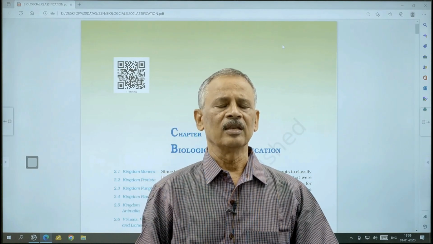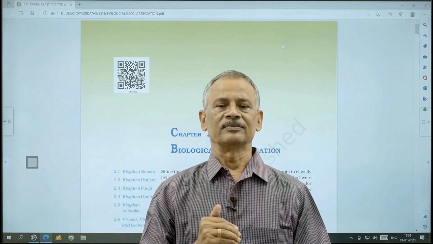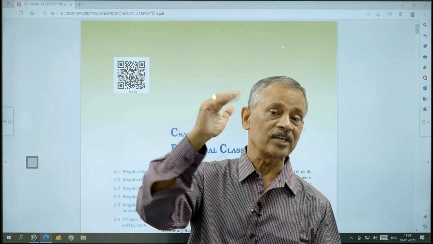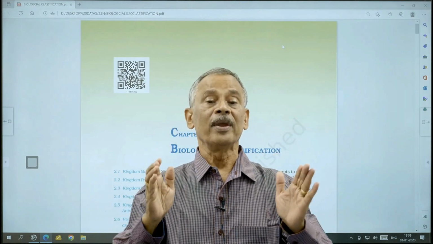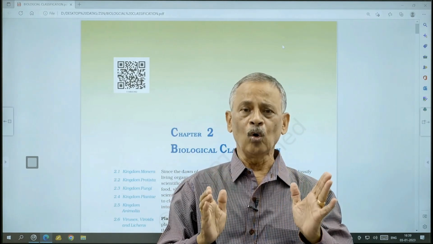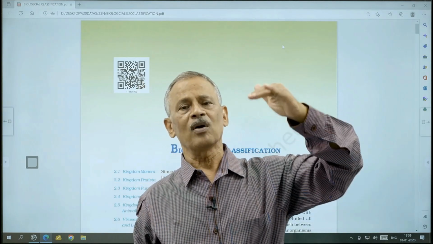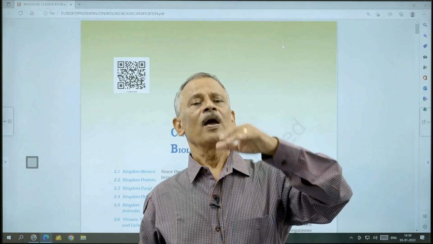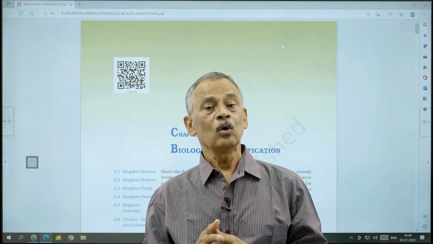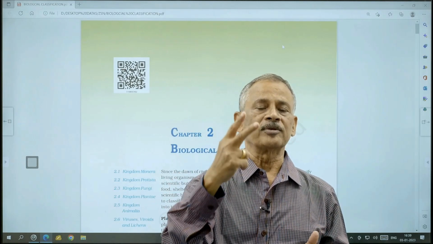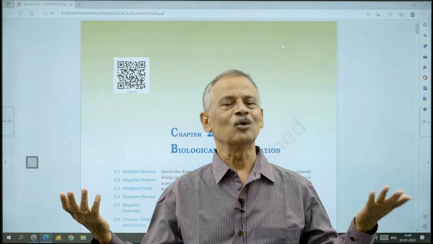His classification was that there will be 7 taxa, 7 obligate categories, of which the largest taxon is the kingdom. He made 2 kingdoms, though the terms Plantae and Animalia were present right from the time of Aristotle. Linnaeus made them his largest taxa. So this classification is called 2 kingdom classification. What is Plantae? It included plants.